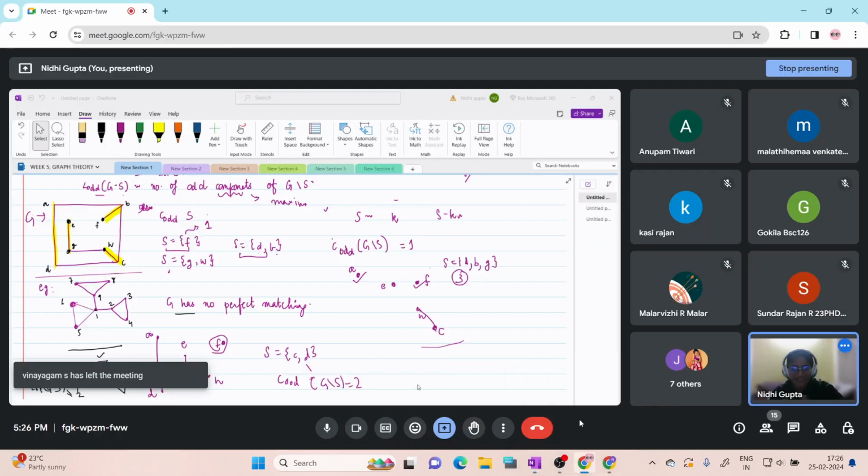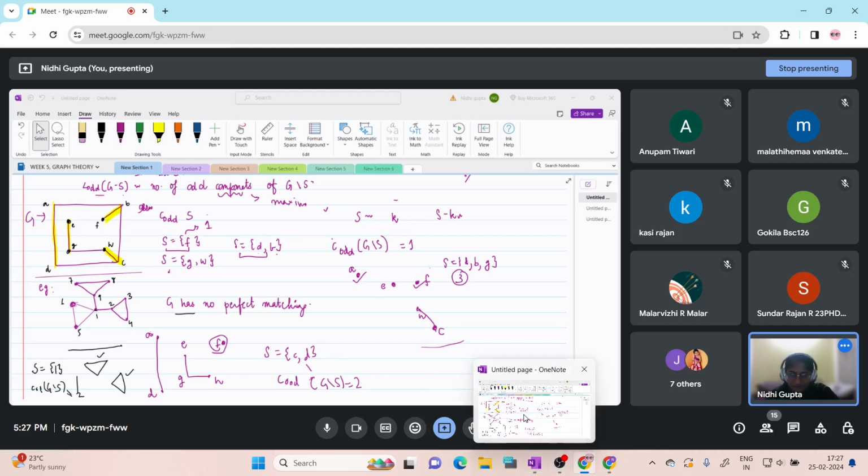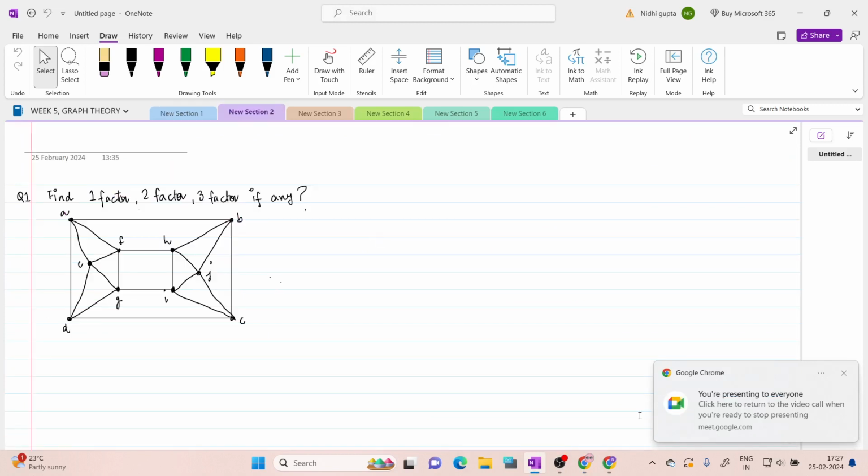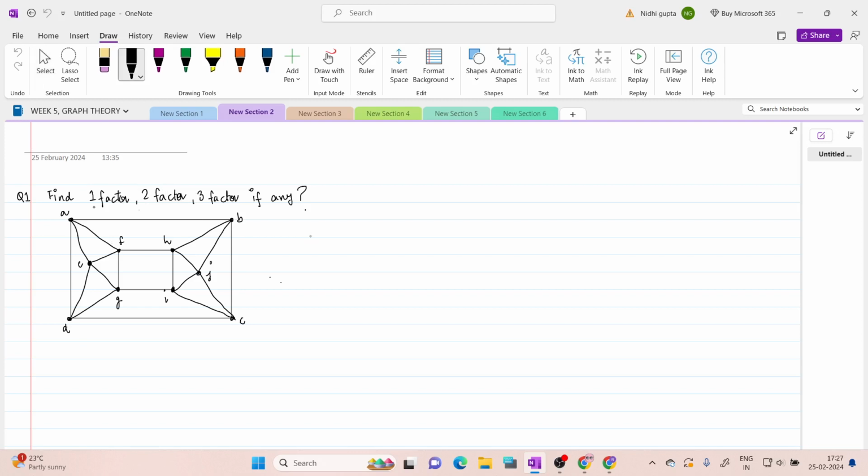So are these two examples clear to everyone? Any doubts in this and the statement of Tutte's theorem? Okay. If it is clear, let's move on to some questions. So now I told you what is a one factor, two factor, and three factor, like what is a k factor. So what do you think? Does this graph have a one factor? And if it has a one factor, tell me a one factor.